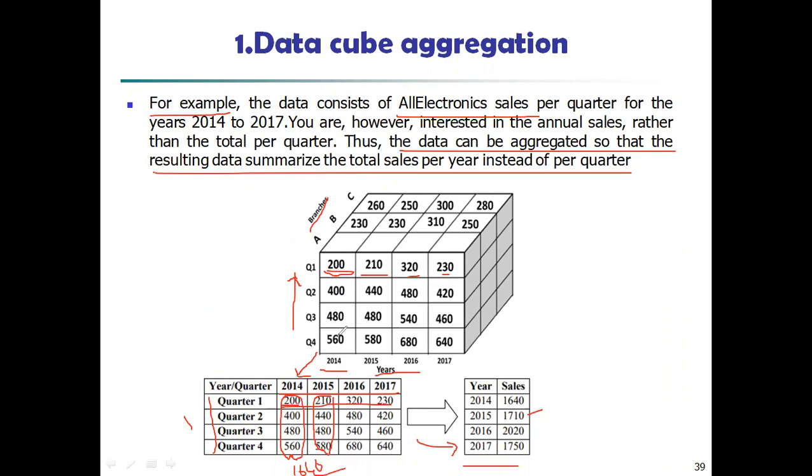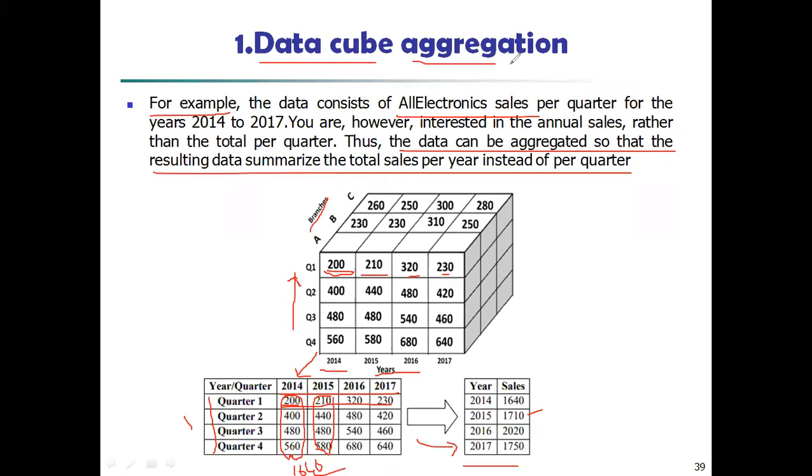Instead of representing like this, instead of these 4 rows, you can just take 1640, 1710, 2020, 1750. Just take a single year of data, and instead of 4 rows, you can write only a single row of data here, by adding the quarters' data into a year's data. That is the aggregation, data cube aggregation.